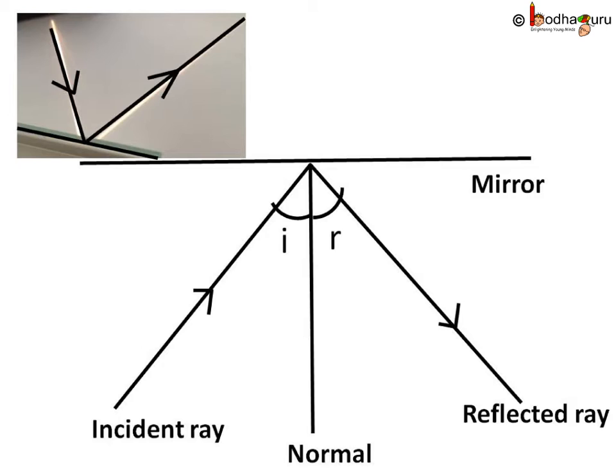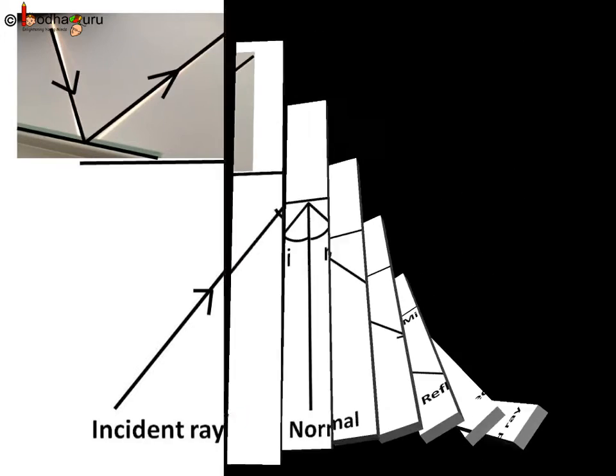Here we see angle I, which is the angle between the normal and the incident ray, is called angle of incidence. Angle R, which is the angle between the normal and the reflected ray, is called angle of reflection. So, I is angle of incidence, R is angle of reflection.